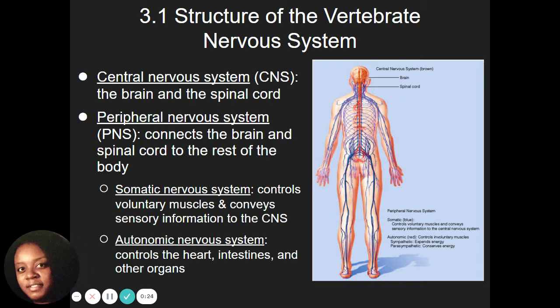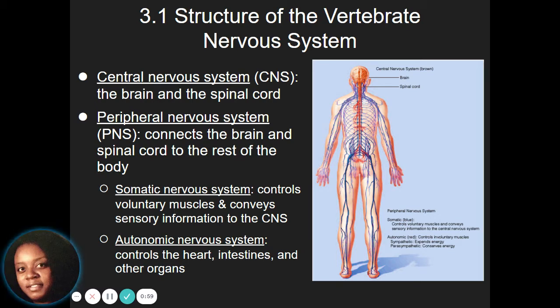Your central nervous system, if you look at the picture, is composed of the brain and spinal cord. The peripheral nervous system connects to the brain and spinal cord. It connects the rest of the body to the brain and spinal cord. You've got the somatic nervous system, which is in control of the muscles, and it also helps convey information from your senses, as well as the autonomic nervous system, which controls heart rate, intestines, and your other organs.